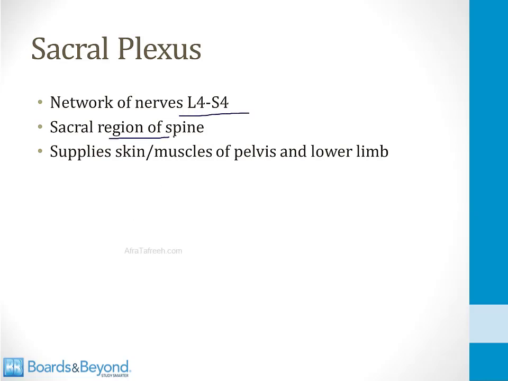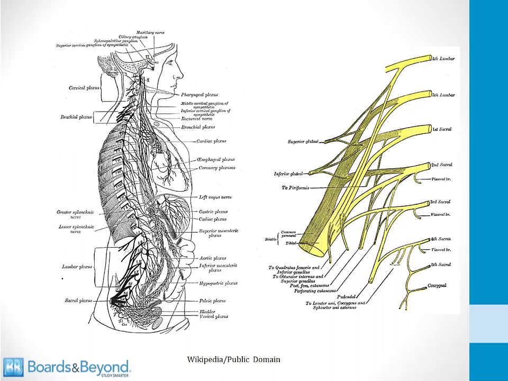It's found in the sacral region of the spine, and it supplies innervation to the skin and muscles of the pelvis and lower limb. And often the lumbar plexus and sacral plexus are considered together and simply called the lumbosacral plexus. On the left side of the screen is a drawing of the body showing you the lumbar plexus here and the sacral plexus found below that. And then on the right is a drawing of the sacral plexus showing all the different nerve roots contributing to nerves that travel down into the pelvis and lower leg.